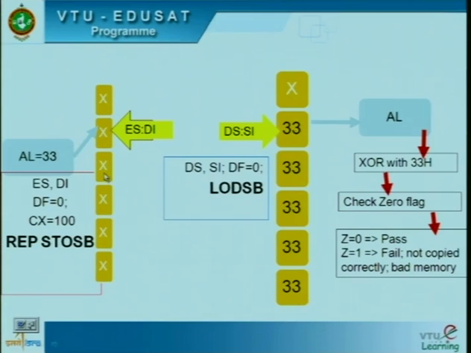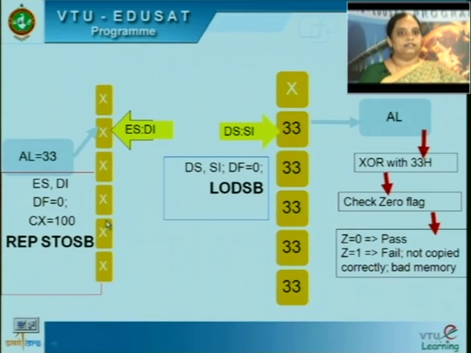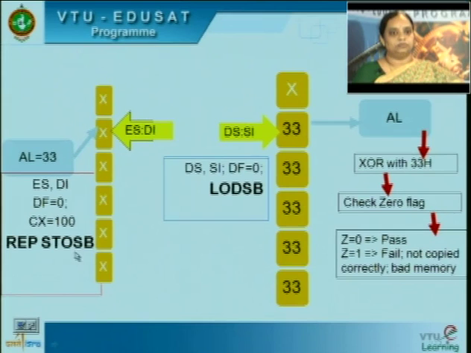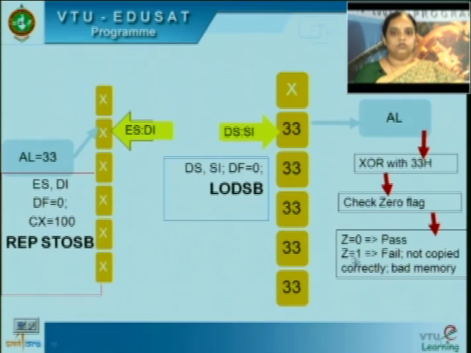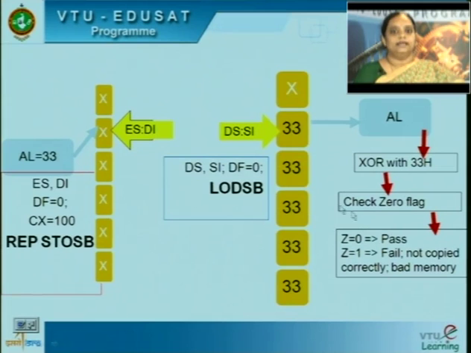So this is a program wherein you first load data into the memory locations, using stores B, that is repeat stores B or repeat stores W. After storing the data into the memory locations, we again get the data back into AL, and XOR with the required data, and we check the zero flag. If the zero flag is set, that is, if it's equal, it is a pass. If it is not set, that means another data is there, it is not 33, and it implies a bad memory. So to check this, we use the instruction loads B.